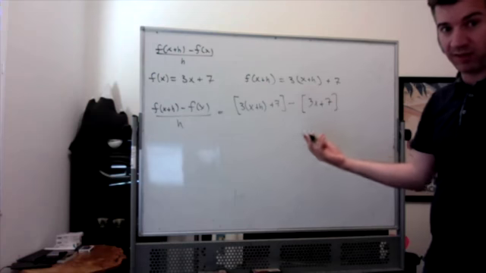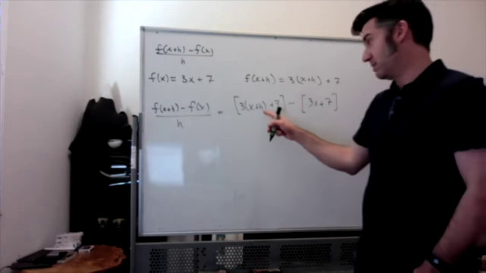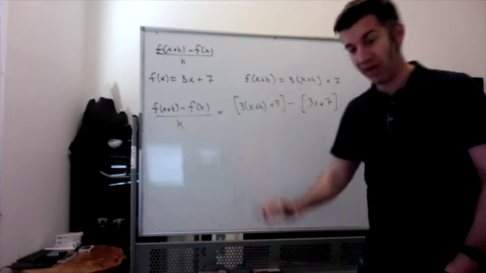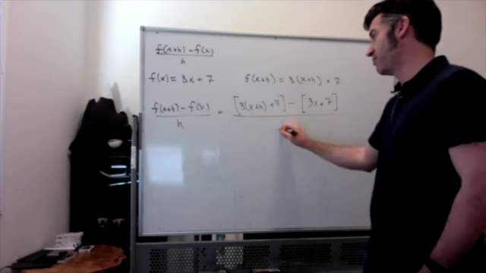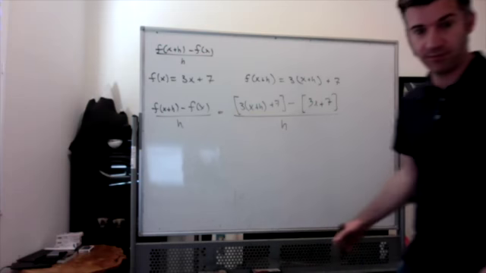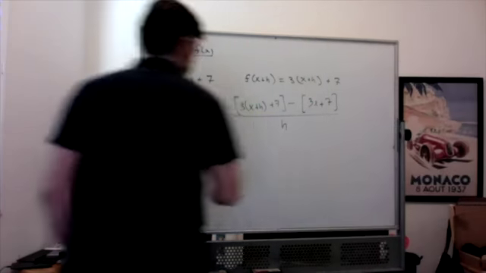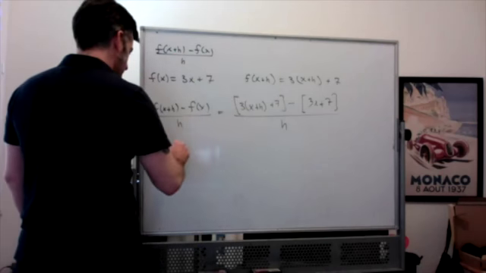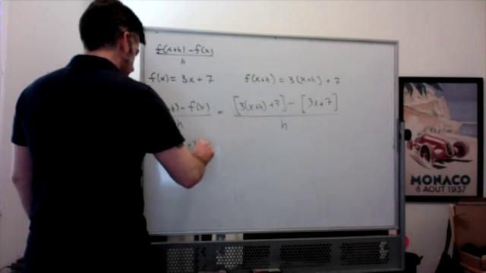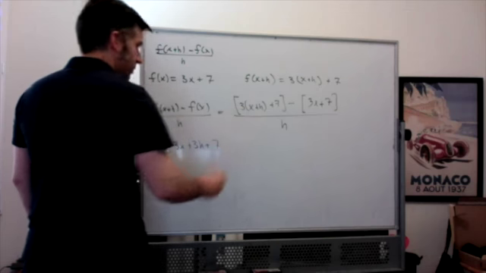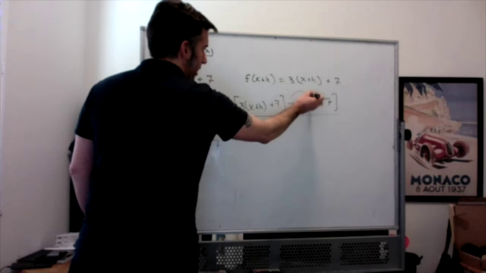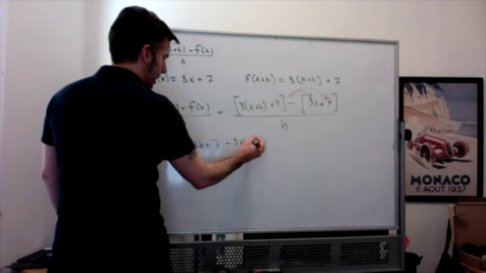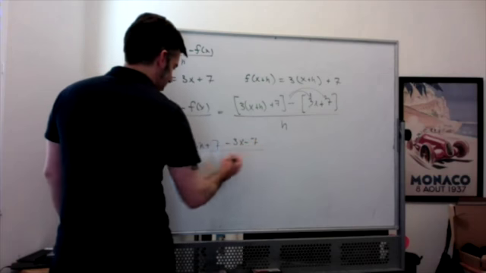Also, when you're writing the difference quotient, we can't just write the top and then at the end say divided by h. We have to write divided by h each time. That is necessary. So then we're going to simplify. We're going to get 3x plus 3h plus 7. And then we're going to distribute the minus sign to each term. So we're going to get minus 3x minus 7 all over h.